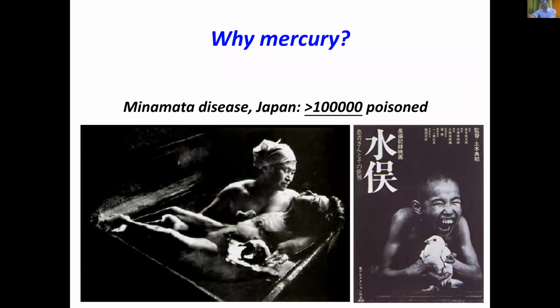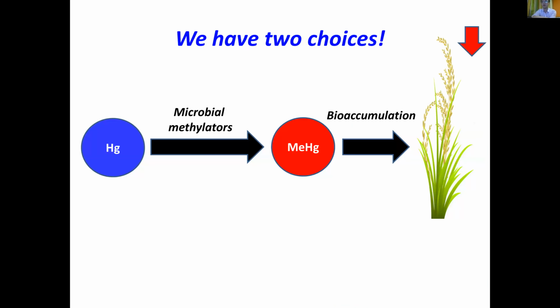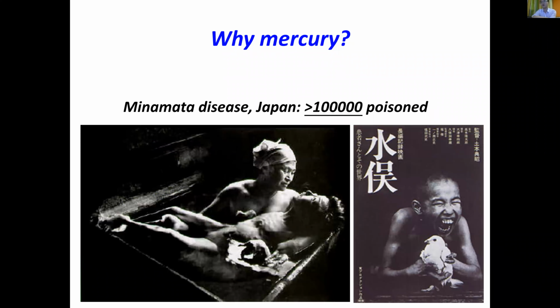Let me remind you again why we're concerned about mercury. First is the global transportation of mercury to every corner of the world. The second is that mercury can be methylated into one species called methylmercury, which is highly bioavailable and could biomagnify through the food chain. And the third is the high toxicity of mercury to organisms and to human beings. So this is why we're concerned about mercury, and this is why we want to remediate mercury in the environment.